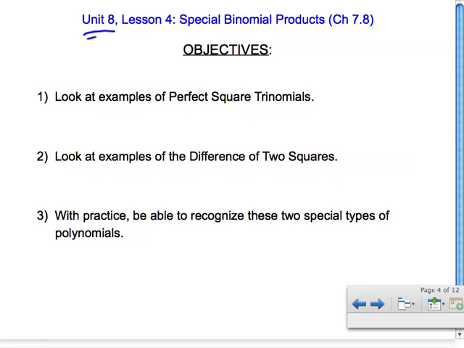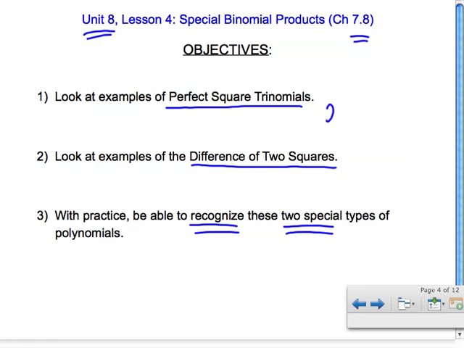We are continuing with the second half of Chapter 7, so this is Section 8 of Chapter 7. This will be the last section from Chapter 7 until we move into Chapter 8. Our goals for today are looking at what a perfect square trinomial is, what the difference of two squares is, and how I can start to recognize these two special types of polynomials very quickly and efficiently. I can see them and then identify what's going on.